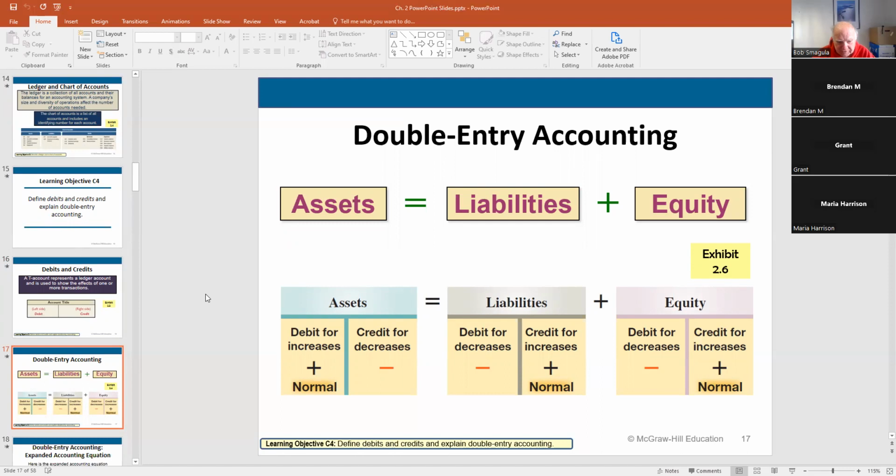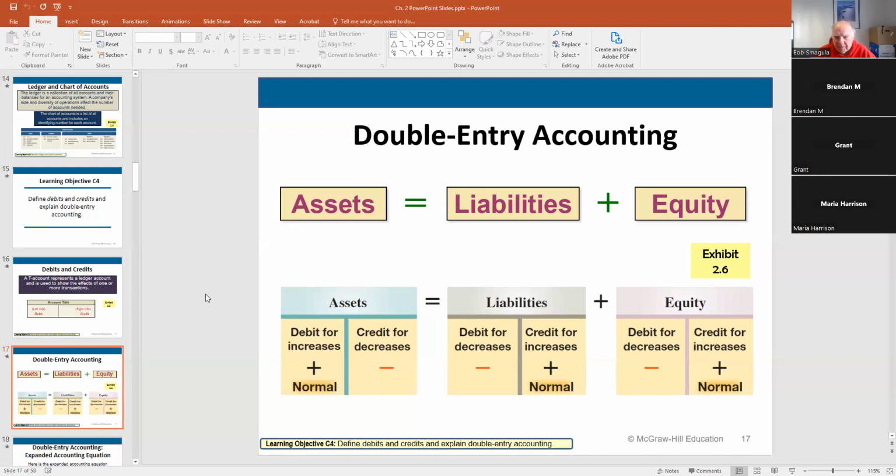Take a look at assets. Assets have what's called a normal debit balance. That means that assets are expected to have more debits than credits. Cash is an asset. You can't have negative cash unless you're playing the float-the-check game. You can't have negative accounts receivable. So assets have a normal debit balance.